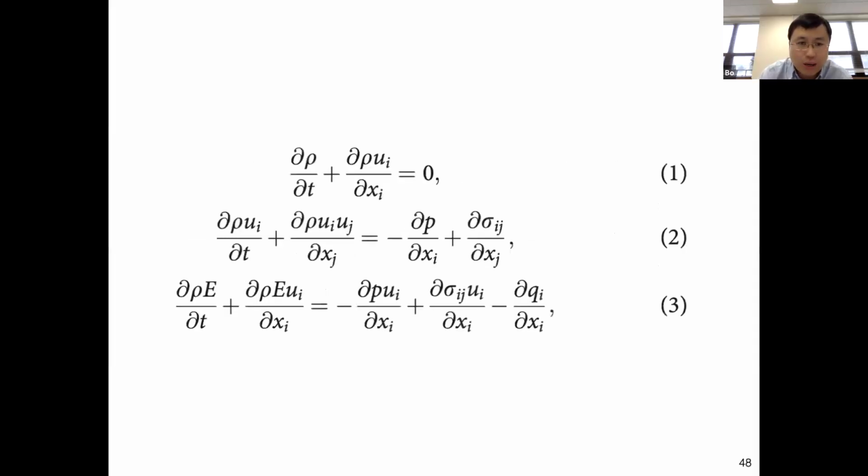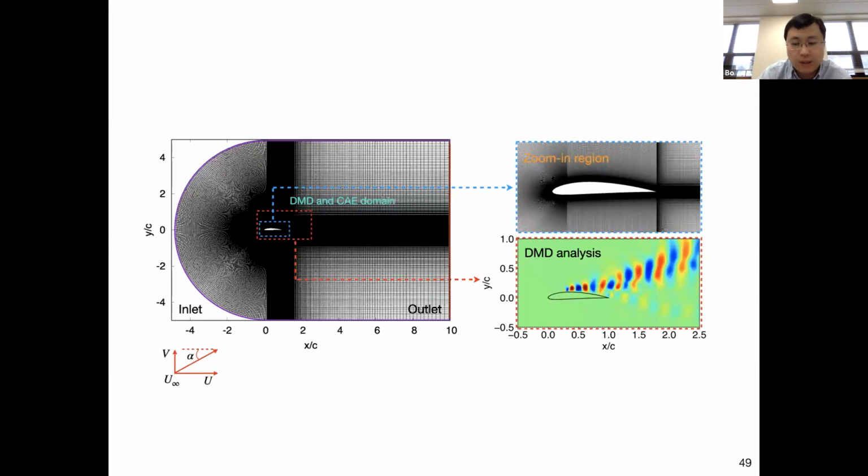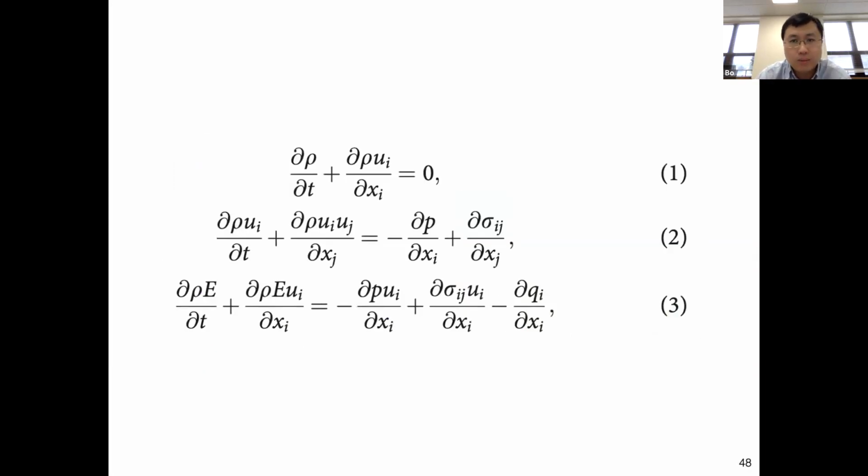Oh, actually, I use OpenFOAM to obtain the data. I use a compressible flow solver. Yeah, but they have a turbulence model. At that Reynolds number, yes, I use turbulence models.